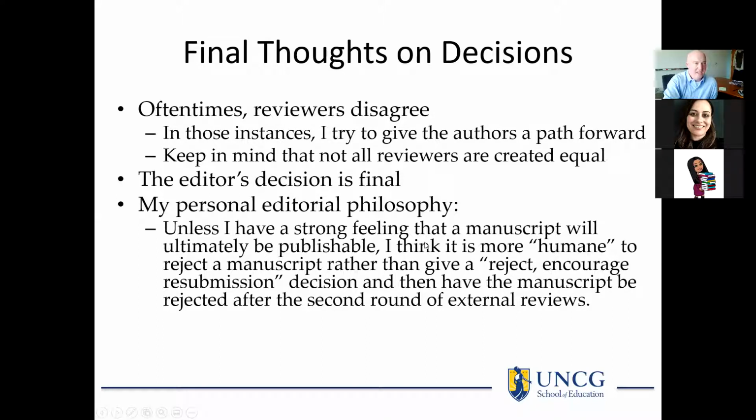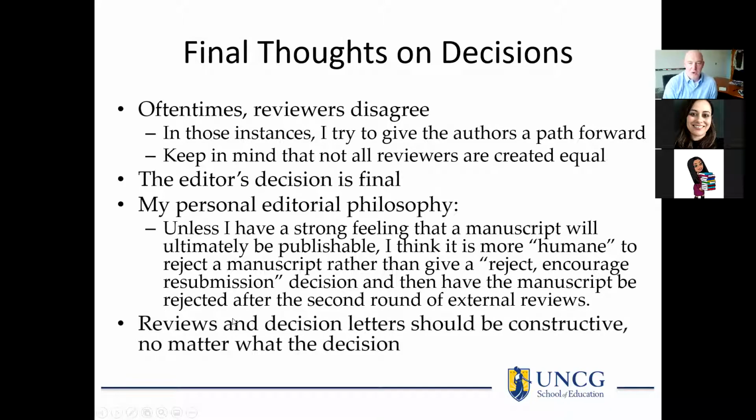Recently, we've had some authors who've gotten reject, encourage resubmission, and I think probably due to the fact that they've been busy with the pandemic, they haven't resubmitted, which really just breaks my heart because I think their manuscript could get published. So always do the revision if given the opportunity.